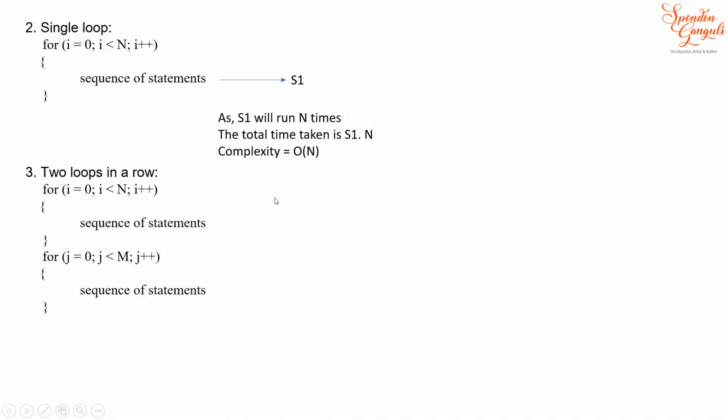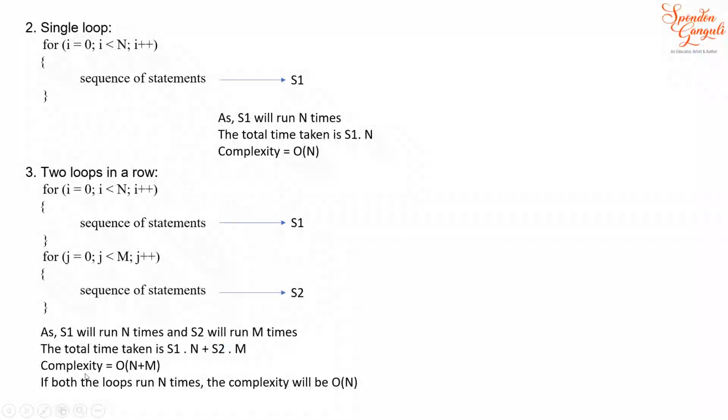Next, we have two loops in a row. One is n times the statement S1 is running, and then statement S2 is running m times. So the total time taken here is S1 dot n plus S2 dot m. So we'll say the complexity will be big O n plus m.